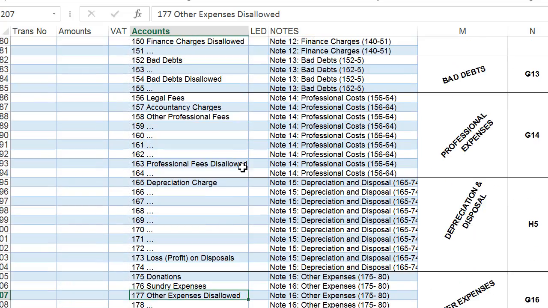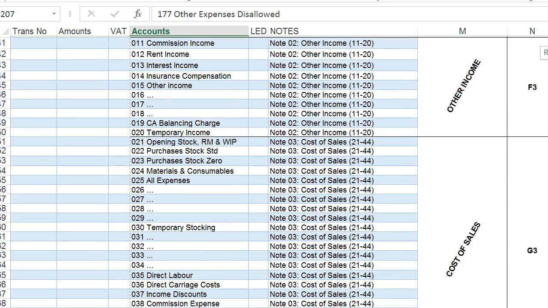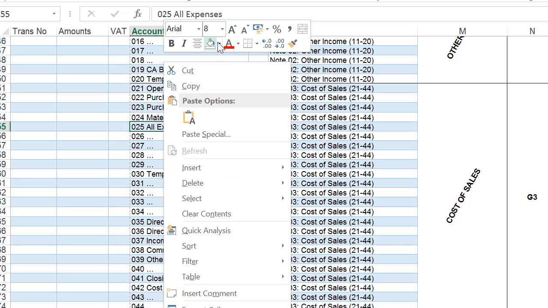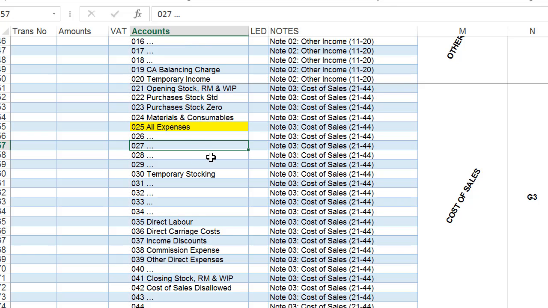But then remember, we now have provision to record all expenses onto one expense account, and that is account number 25. All expenses can go there. So in the next recording sessions, we're going to lump everything onto account 25. And the difference you can make probably is to modify the narration when recording.